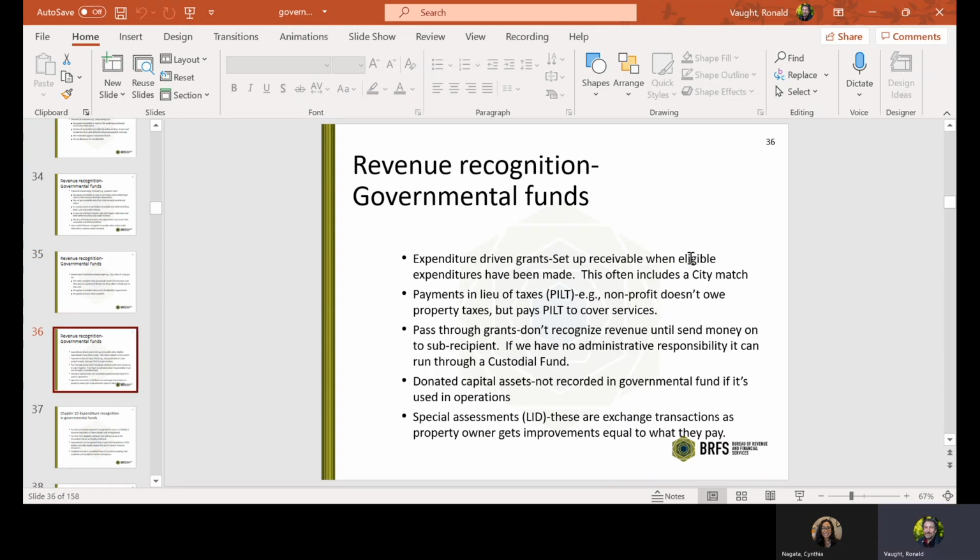So expenditure driven grants: we set up the receivable when the eligibility requirements have been met. And payment in lieu of taxes billed. Nonprofits don't owe property taxes, but if they want, in particular, police services or something, they might come in and negotiate a bill rather than paying property taxes. And pass-through grants, we don't recognize the revenue until we send the money on to the recipient.